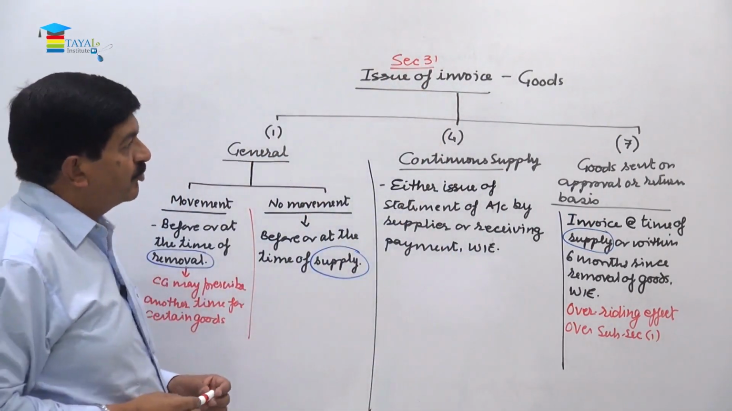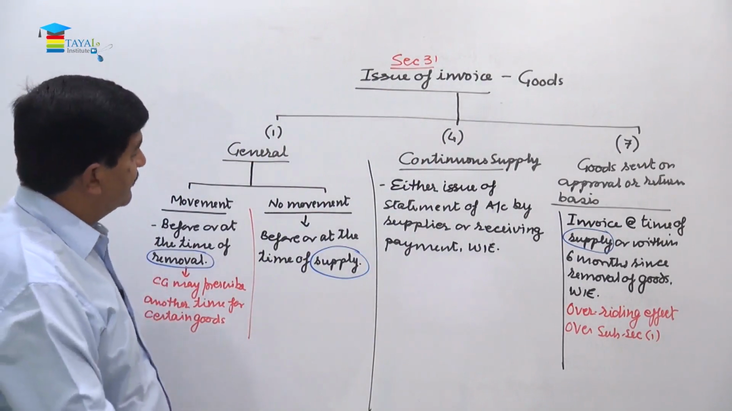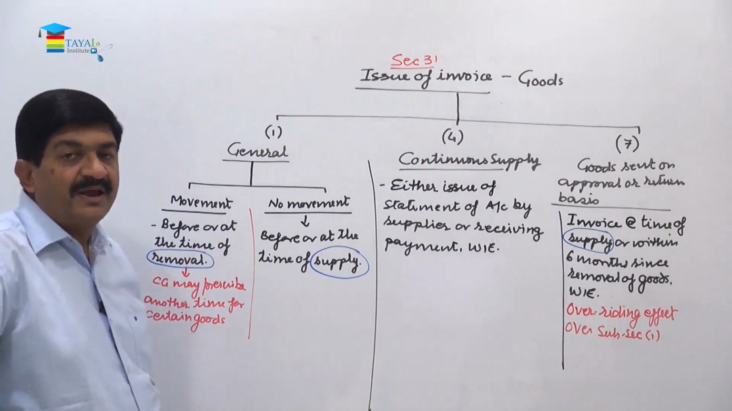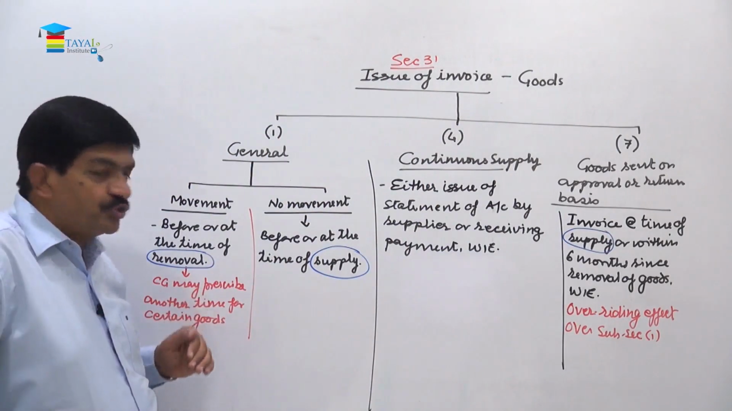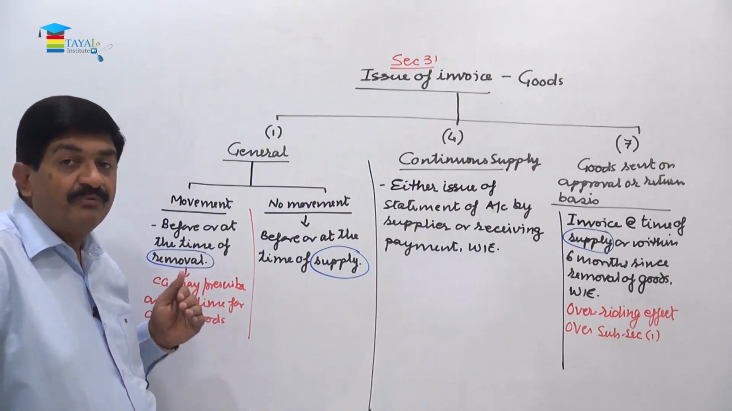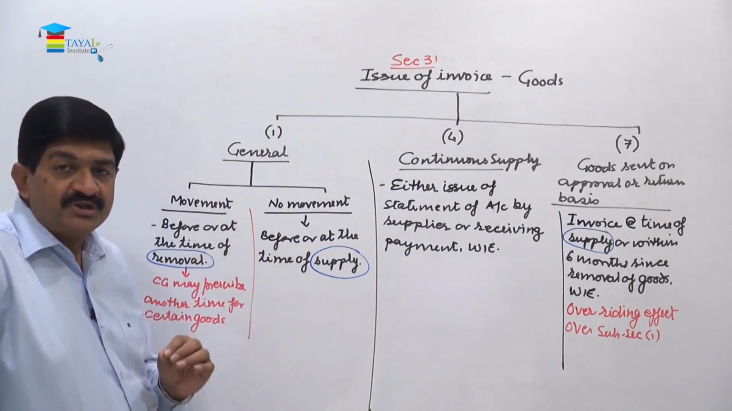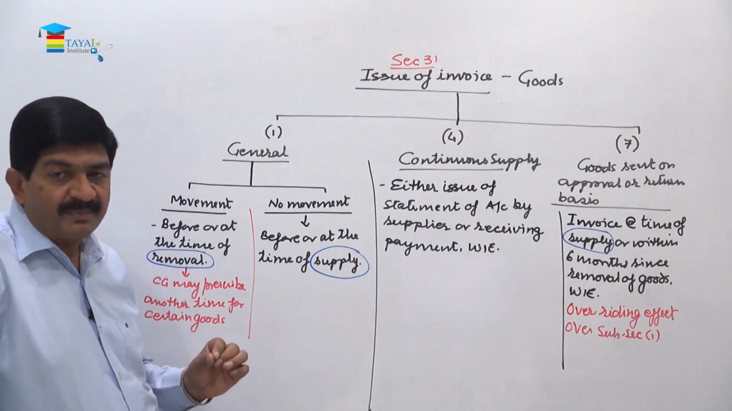The time for issue of invoice in relation to goods. Subsection 1: when the goods are supplied generally, the invoice should be raised at the time of removal or before that. If no movement of goods is involved, the invoice should be issued at the time of supply.